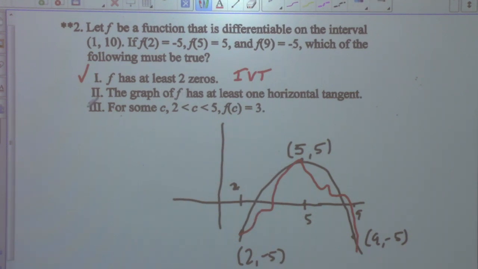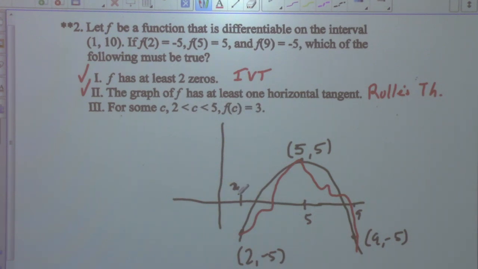Is that true? Yes, that is true. It has to go back down. Why? What tells us that has to be the case? That'd be Rolle's theorem, which is a subset of the mean value theorem. You could say Rolle's theorem like Aaron did, or mean value theorem, which is the bigger tent that includes Rolle's theorem. And thirdly, for some c between 2 and 5, f of c equals 3.